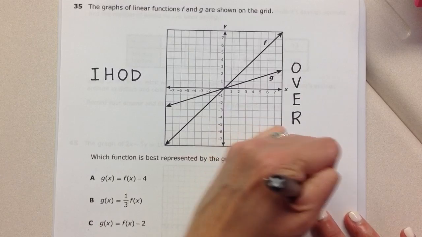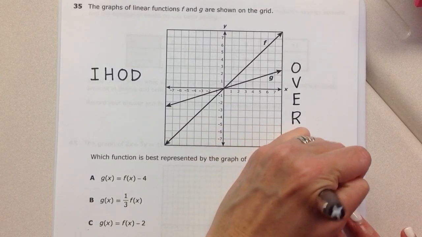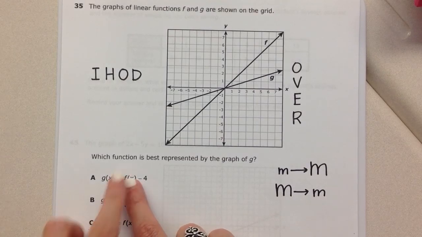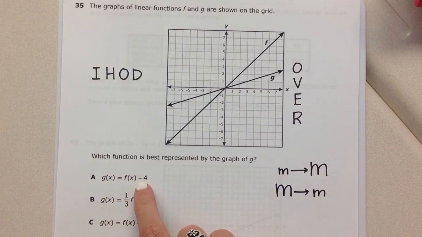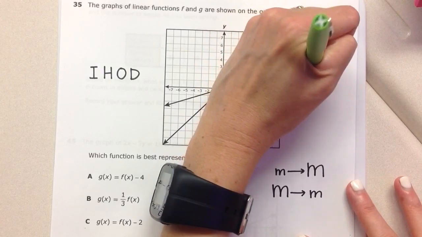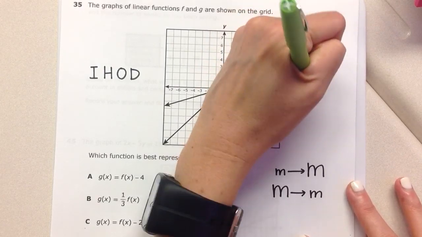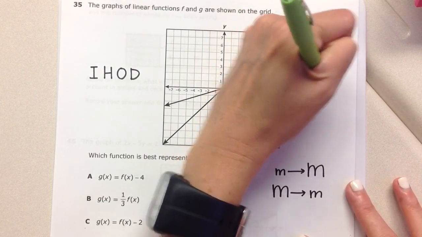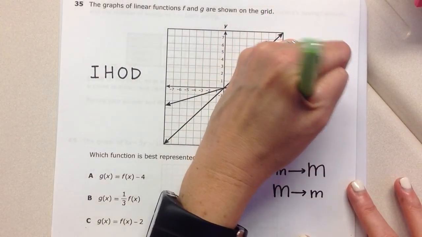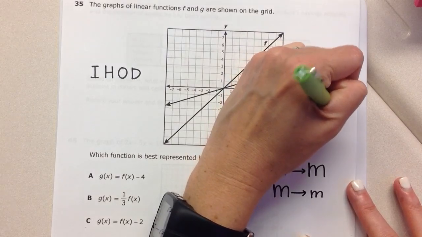Did your slope get smaller? Okay, so the first one here, I don't see any parentheses, so that tells me that this is an outside answer. It's going to be vertical, which means the only directions that movement can go are up and down, and it's going to do exactly what I think it should.